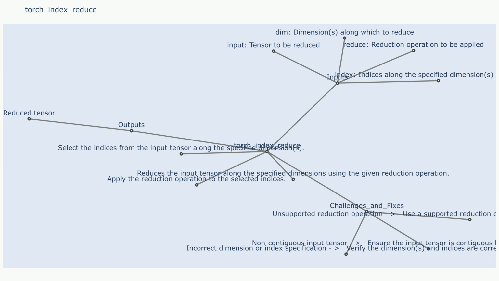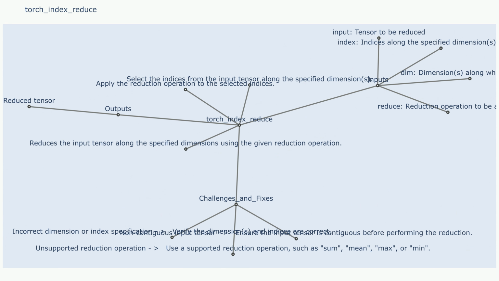Challenge 2: unclear reduction operation. The reduce argument can be one of several operations. Specifying the wrong operation will result in incorrect output. Sample use case that resulted in challenge 2: Python. Input tensor = torch.arange(12).reshape(3, 4). Indices = torch.tensor([0, 1, 2, 3, 4, 5, 6, 7, 8, 9, 10, 11]). Output = torch.index_reduce(input tensor, indices, dim=1, reduce='prod'). Fixes to challenge 2: specify the correct reduction operation from the available options: sum, mean, min, max.